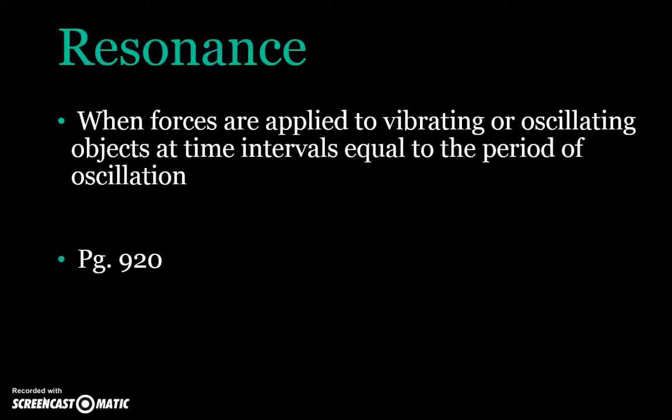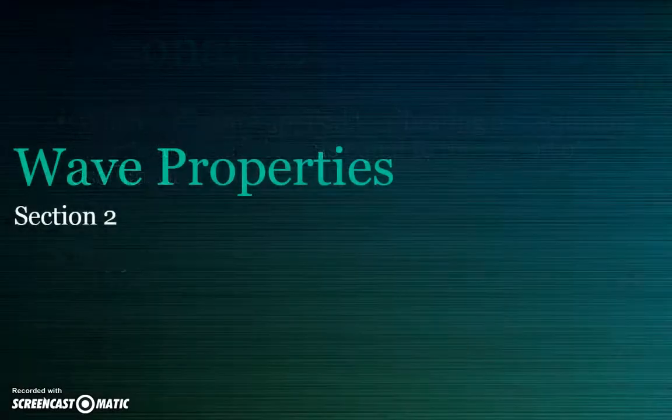Jumping on, last thing for this section is when forces are applied to a vibrating or an oscillating object at time intervals that are equal to the period. Okay, so you have a force that's applied to an object at time intervals that equal the period. That's when you get something called resonance. And if you want to look more into that, you can look at page 920 of your iBook at the end of this video. Let's go ahead and jump on to section 2, so we're not wasting any time here.